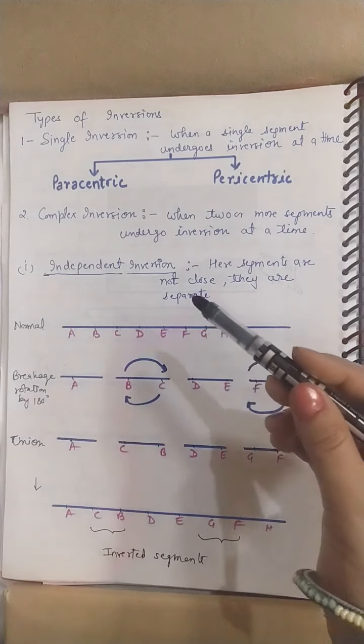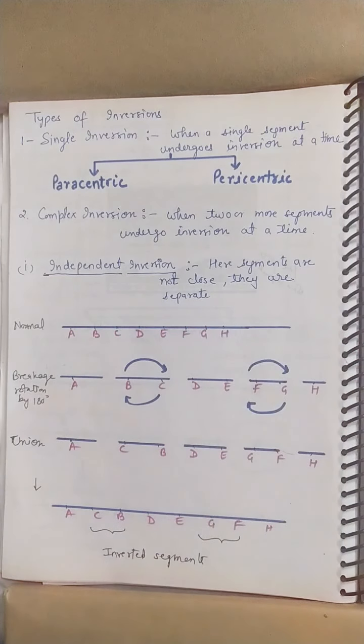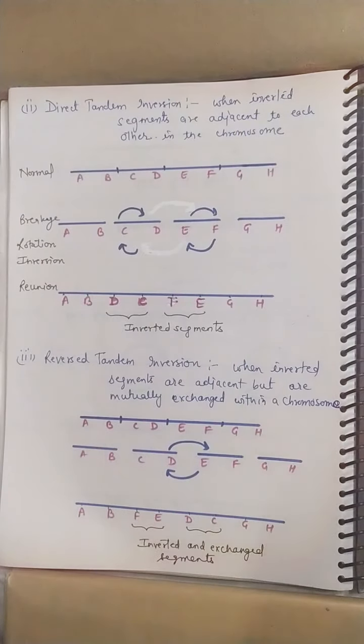So such type of inversion is called independent inversion. Now the second type of complex inversion is direct tandem inversion, where inverted segments are adjacent to each other, means they lie side by side.